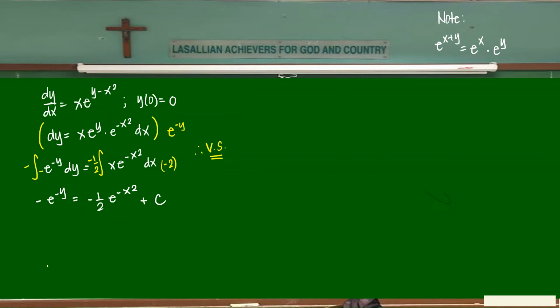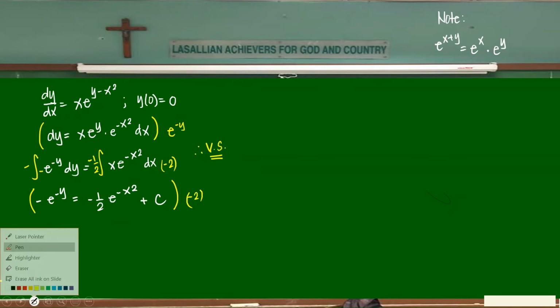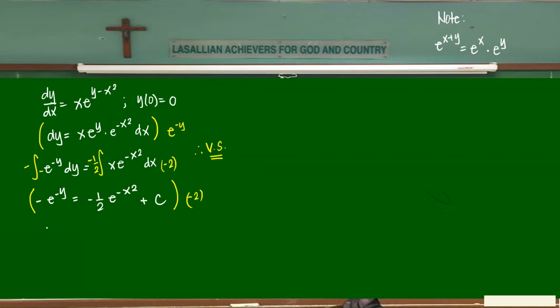Kasi c1 plus c2, it's just c. And then this one, I don't need the negative at saka 2. So if I multiply everything by negative 2, what's going to happen is, this is just 2e to the negative y equals e to the negative x squared plus c. Ito, c pa rin kasi di ba negative 2 times a constant, still another constant. Am I correct?